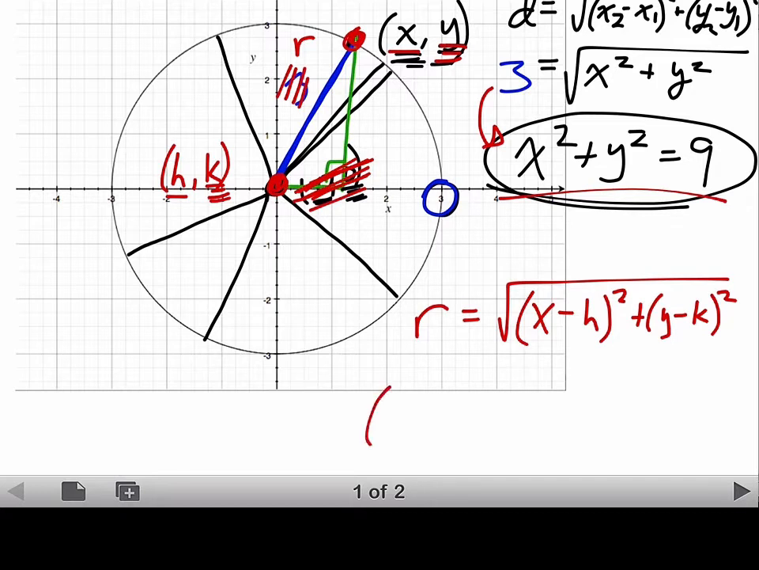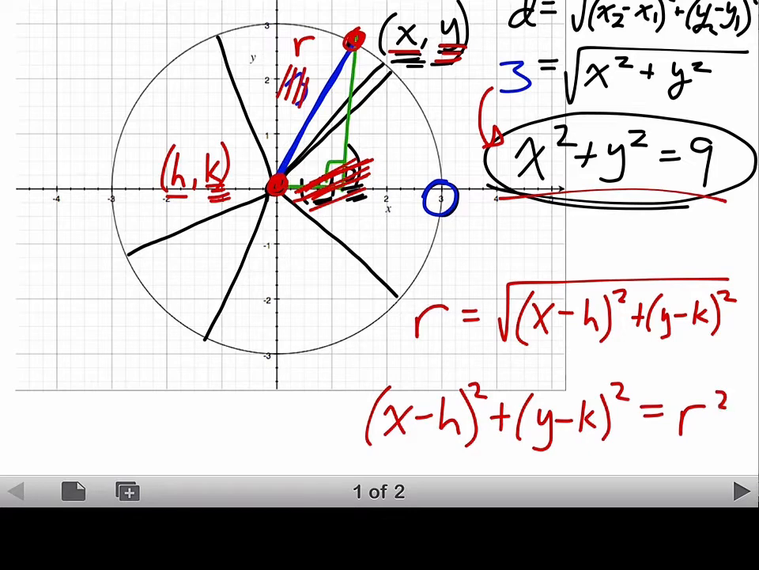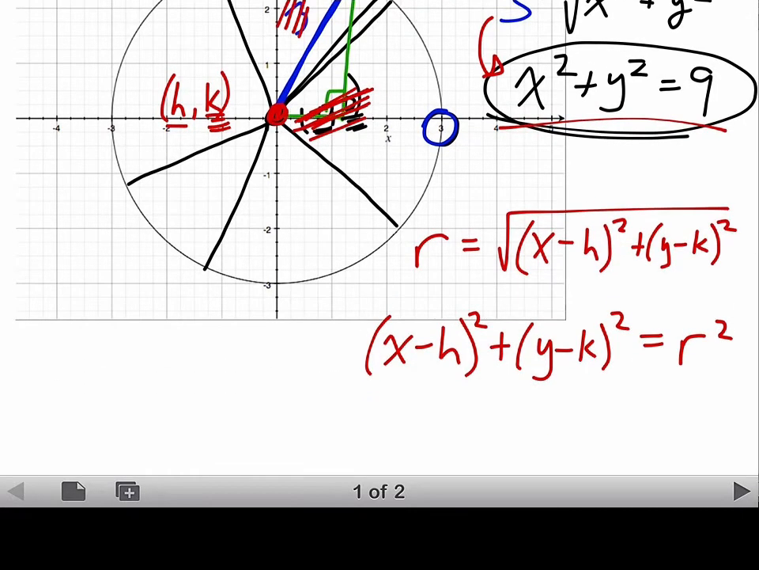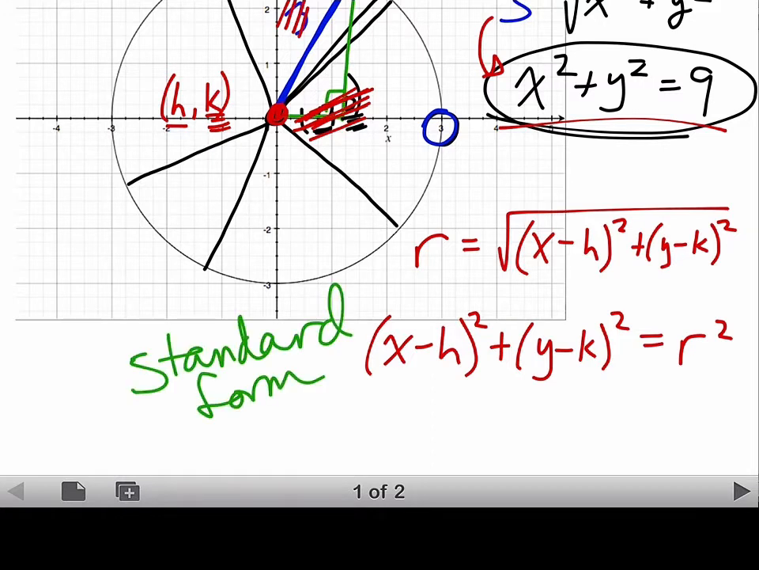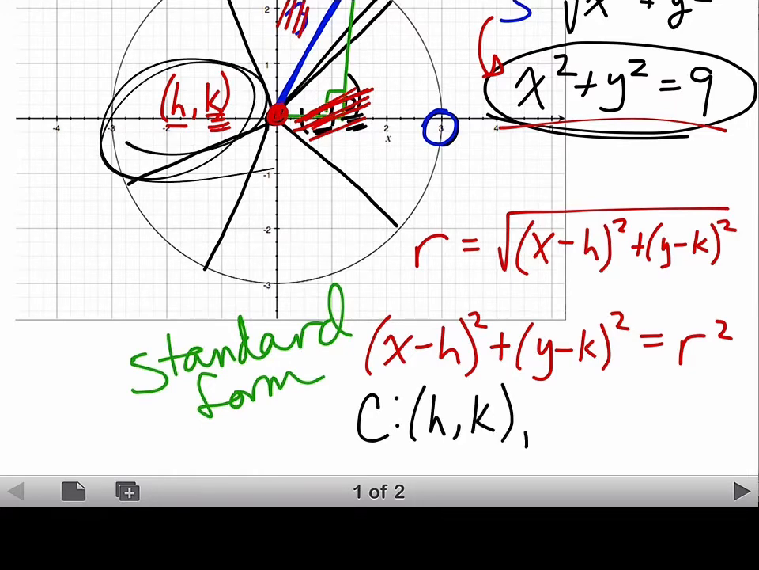Doing the same thing we did before, squaring both sides and flipping the thing around, we'd end up with x minus h, the quantity squared, plus y minus k, the quantity squared, is equal to r squared. And for a circle with this equation, which by the way is in standard form, this circle has a center of h, k, as we saw a moment ago, and a radius of r. Notice that we had to square root the r squared to get the radius.